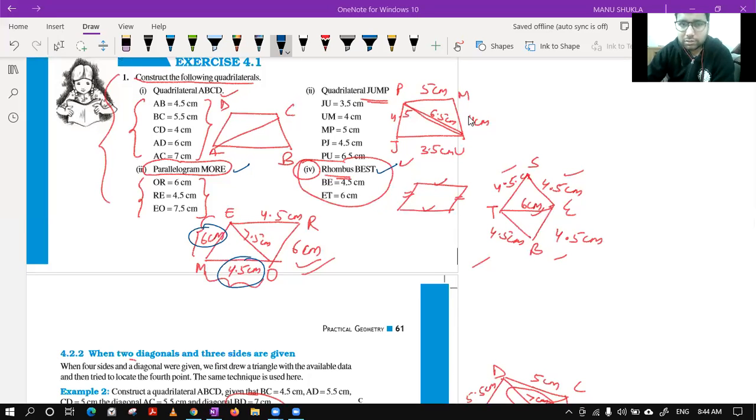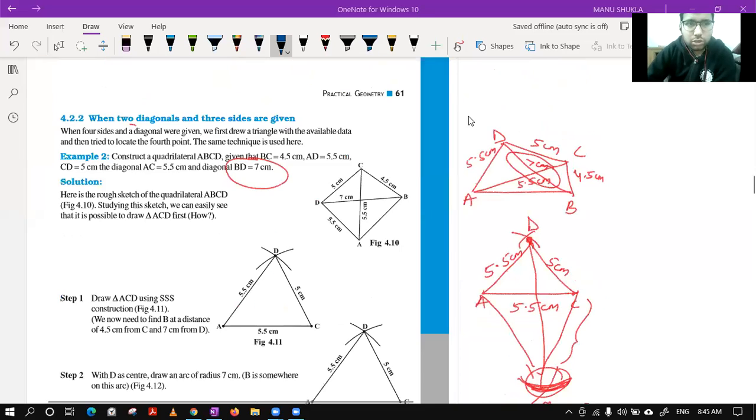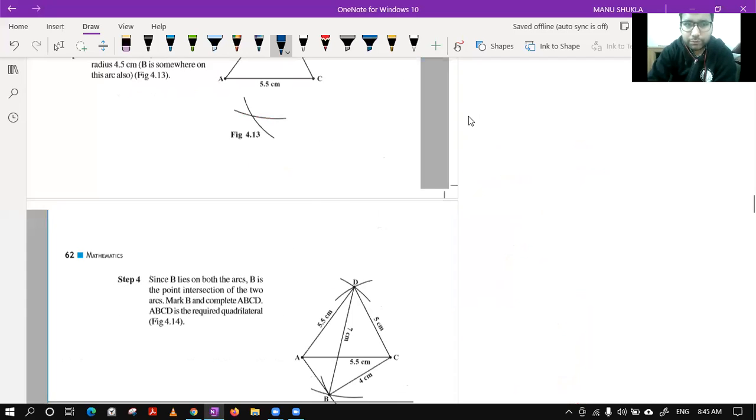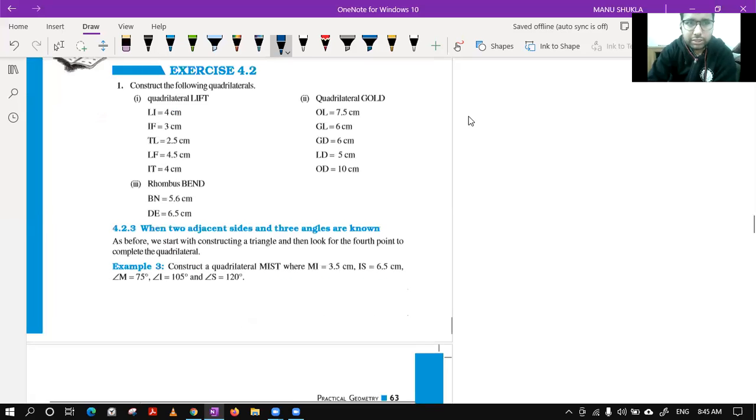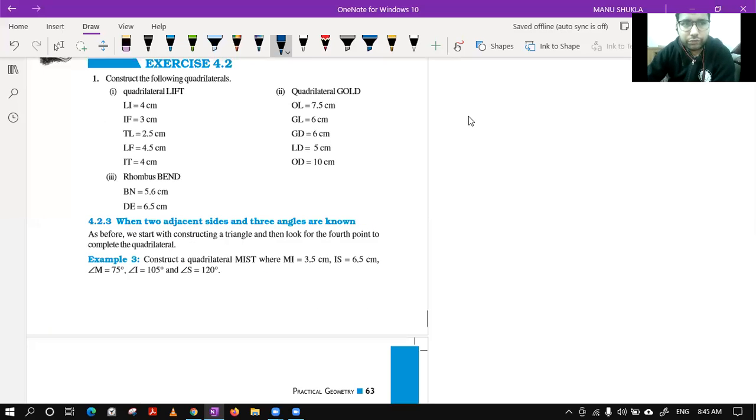So let's start the next discussion, which is based on when two diagonals and three sides are given. We have done one part already in this one. Suppose we see the first part, quadrilateral LIFT. Again, you will draw a rough diagram for an idea. L, I, F, and T. They are saying LI is 4 centimeter, IF is 3 centimeter, TL is 2.5 centimeter, LF.